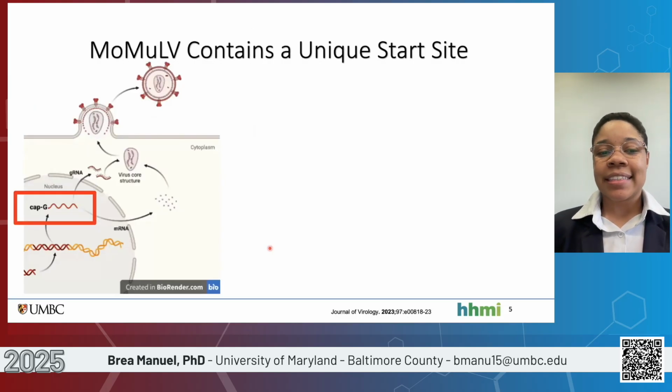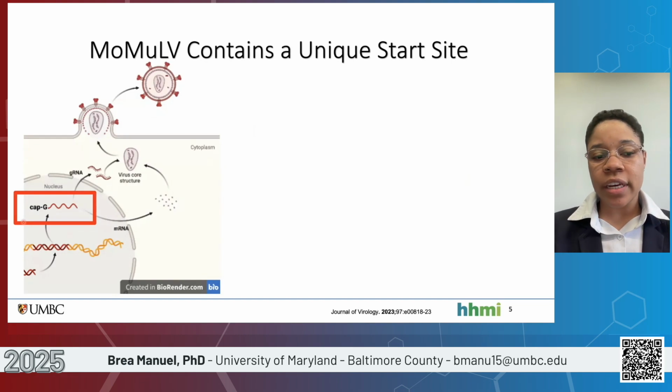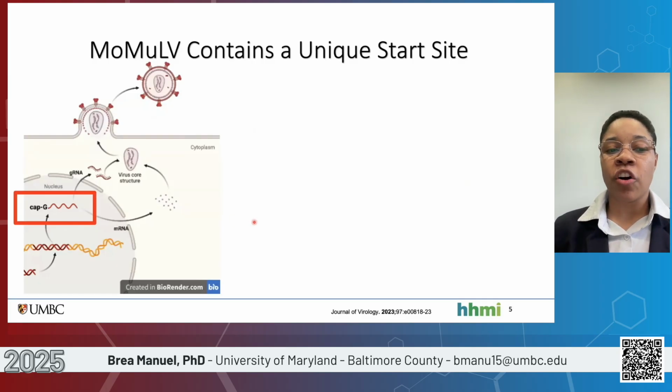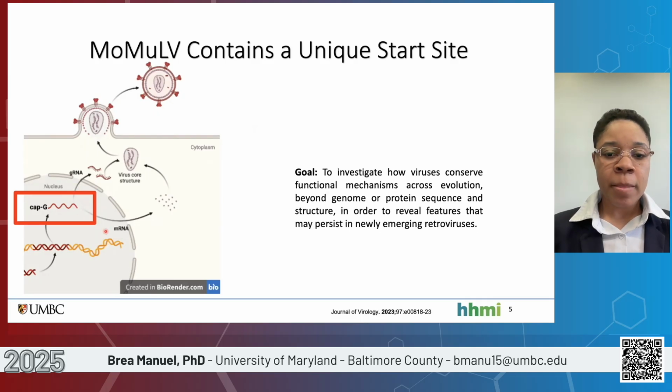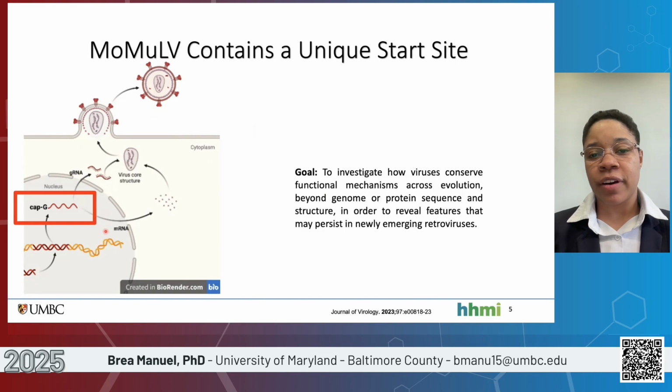Recent research by Dr. Alice Telesnitsky at the University of Michigan, who is a collaborator of ours, shows that unlike HIV-1, Moloney murine leukemia virus only contains one pool of RNA, or a unique start site. And this is going to be a capped 1G RNA. Although we only have one pool, this pool still functions as both genomic RNA and messenger RNA. So the goal of this work is to investigate how viruses can serve functional mechanisms across evolution beyond just genome sequence and protein sequence, because we know that structure and sequence are typically studied as far as conservation, but we want to look at the conservation of function between retroviruses.